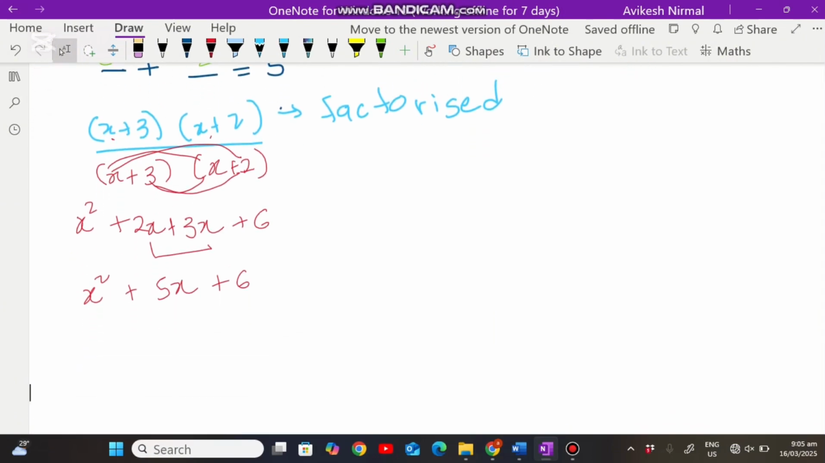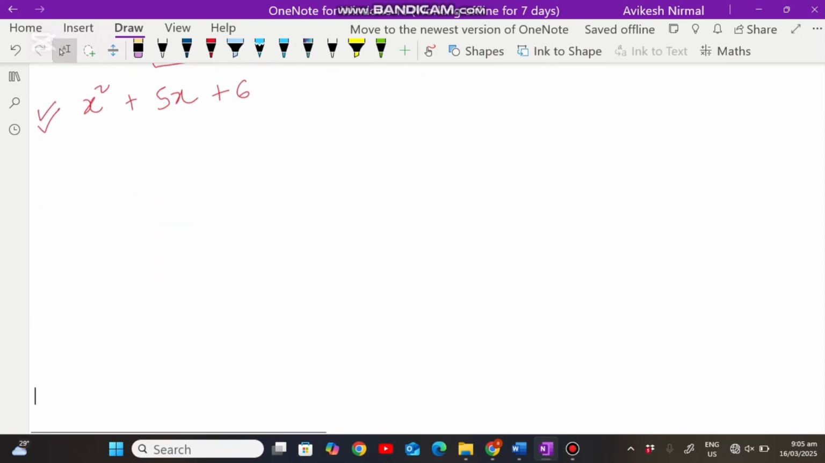The key thing is, when you get a bracket, you can always go ahead and expand this bracket and see if you get the question you started with. This way you'll be able to check your work. So I'll do one more example. Let me do another example on the same type 1 trinomials.